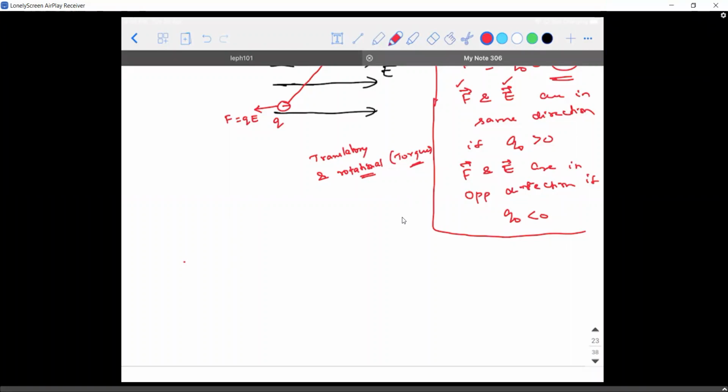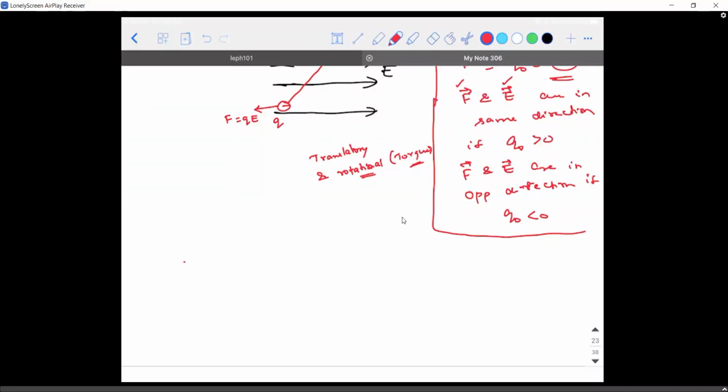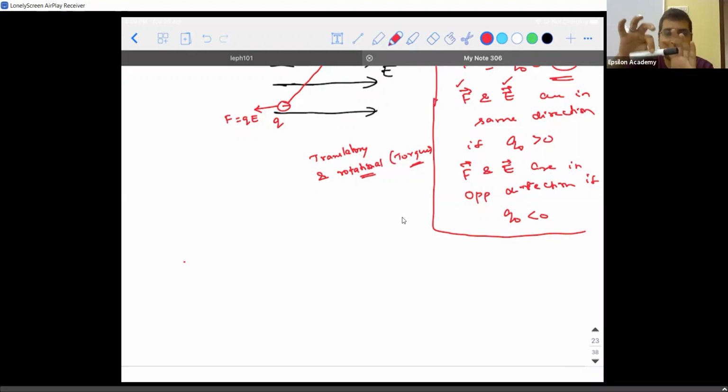At one point, it won't rotate at all. And that point is technically called the center of mass, the center of gravity, because that is where the weight of the object is concentrated. For this pen, it will be closer to the cap because this side is heavier. If I go on the other side, it will again start rotating in the opposite direction.